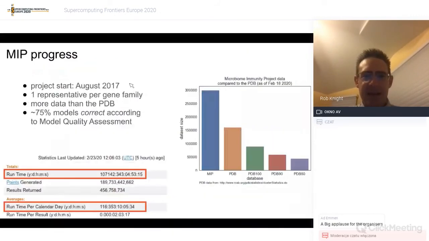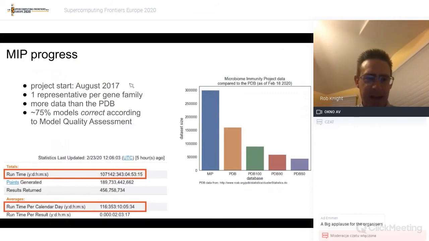So we started the project back in August 2017, and what we've been doing is looking at one representative of each gene family, and already we have produced more structural data than exists in the PDB, and about three quarters of the models produced in this project are correct according to the standardized way that you assess protein structures, the model quality assessment framework.